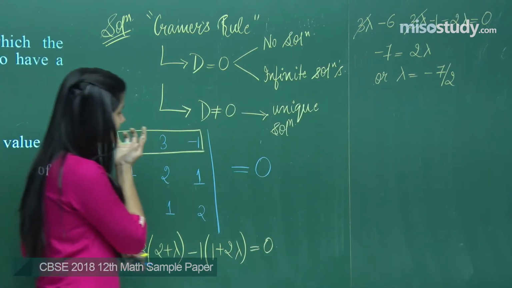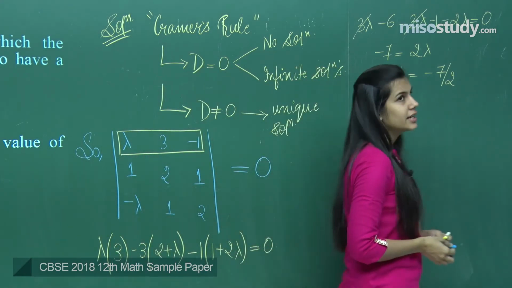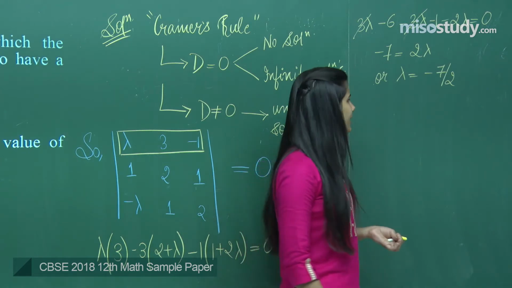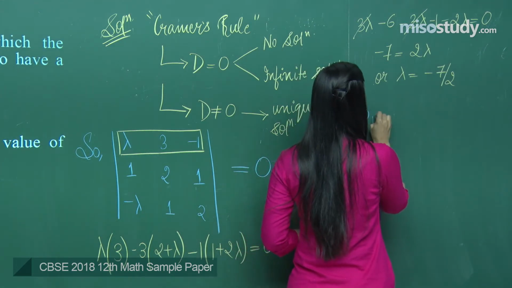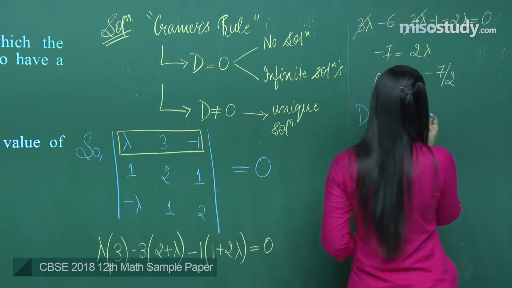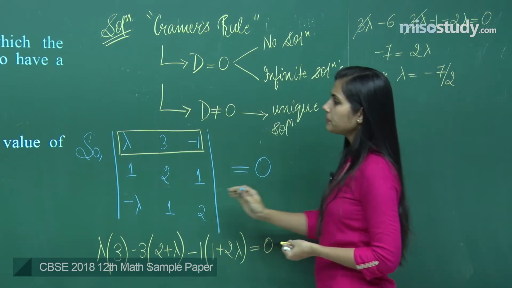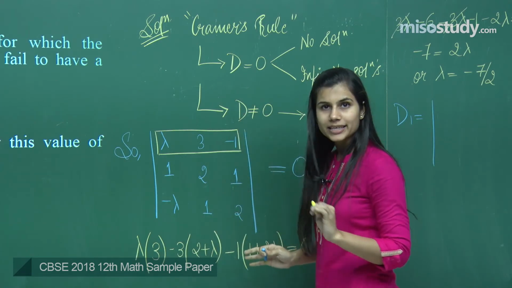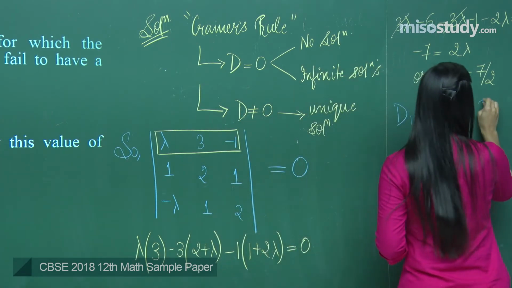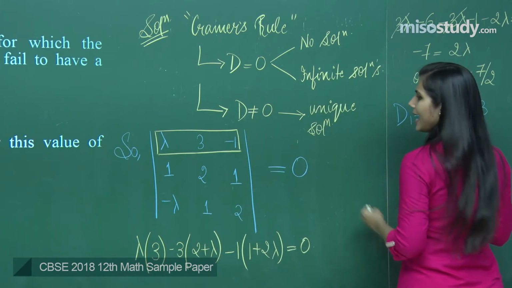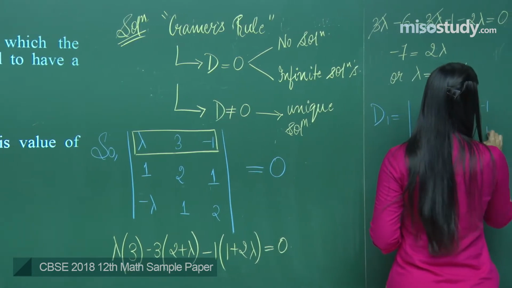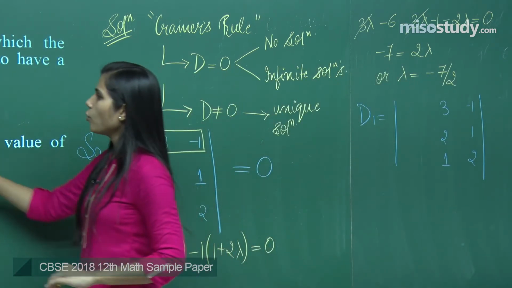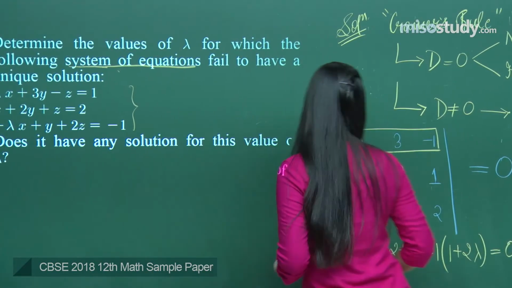So could you attempt? What did you find out? Is D1, D2, D3 all 0 or is there one of them which is non-zero? Well, the claim is the moment you start finding D1, that means you find the determinant of the coefficient matrix with just the first column replaced. The second and the third column are exactly the same, 3, 2, 1 and minus 1, 1 and 2. And the first column is replaced by 1, 2 and minus 1.